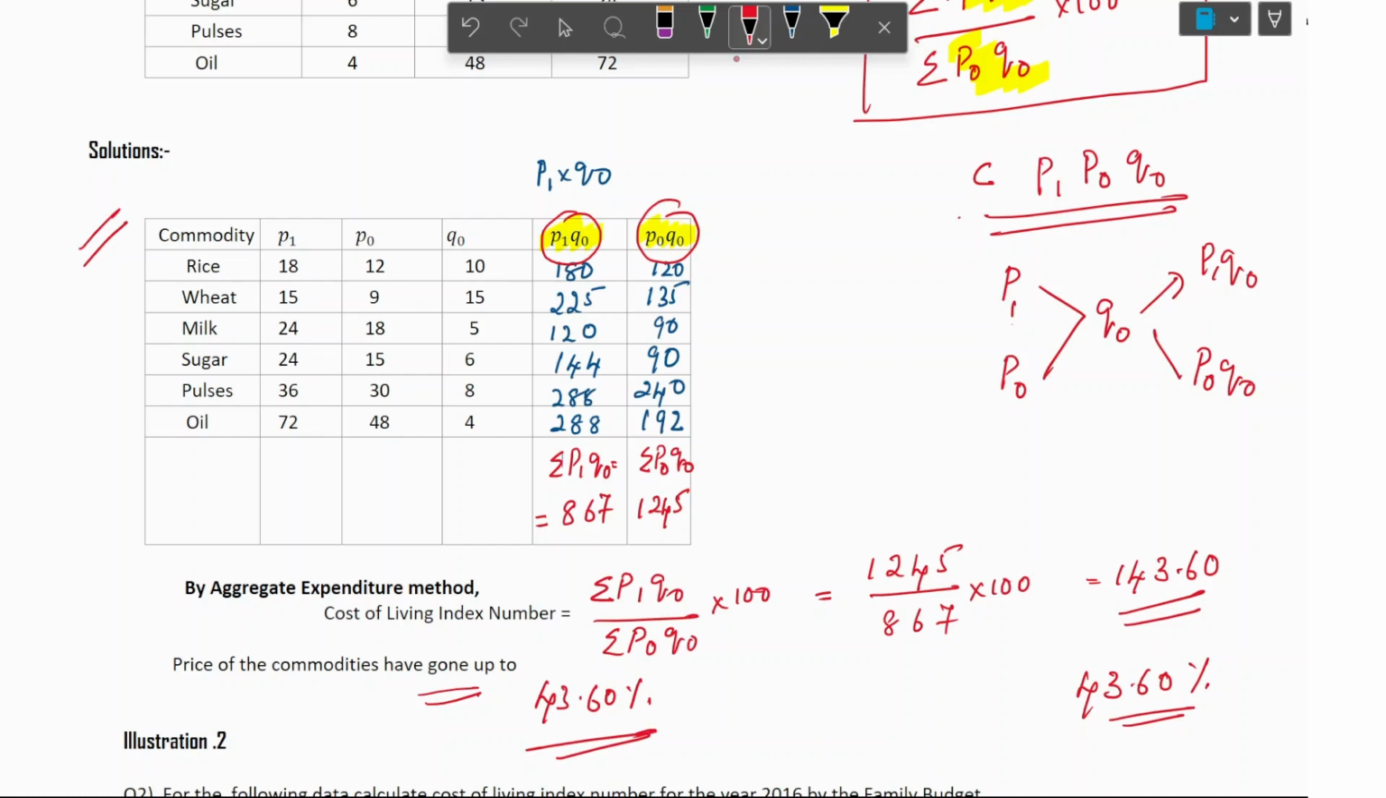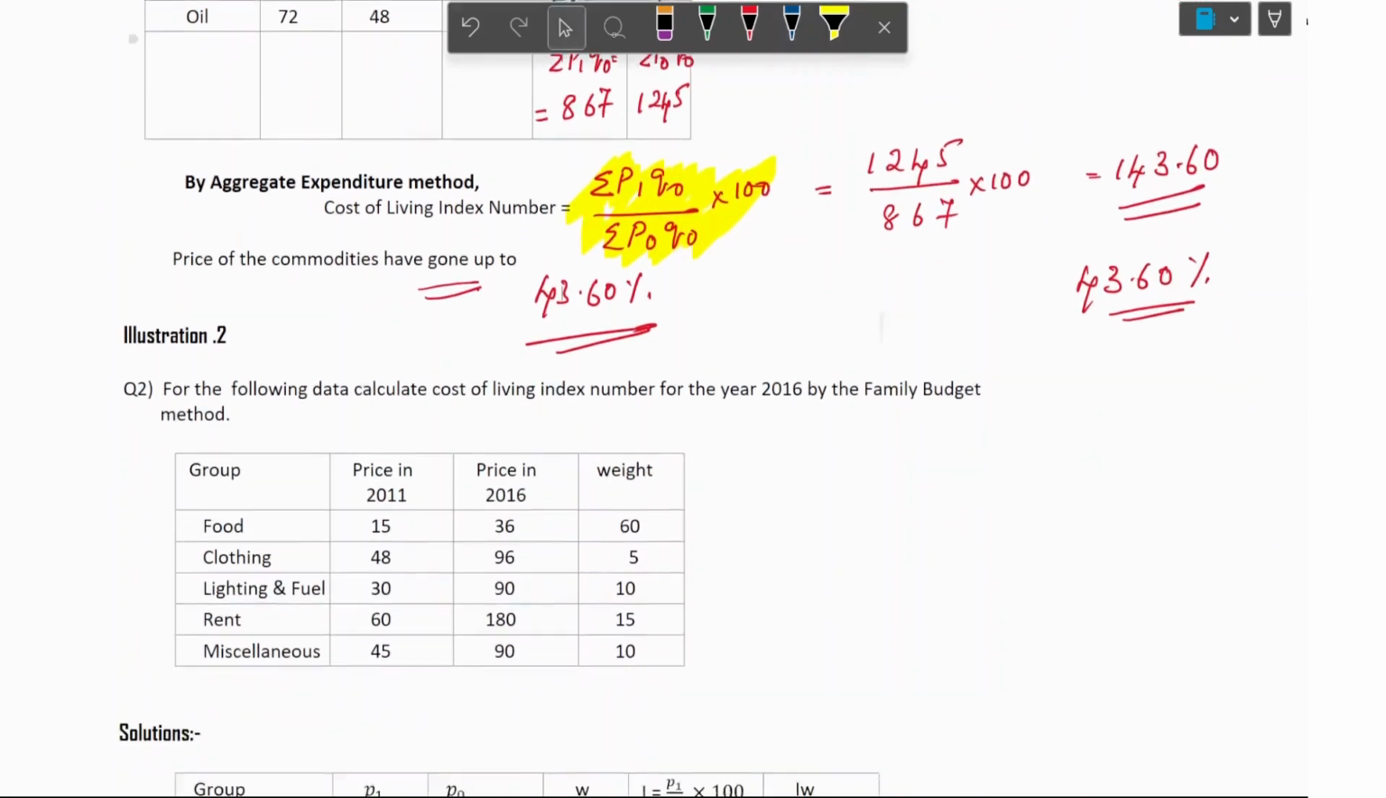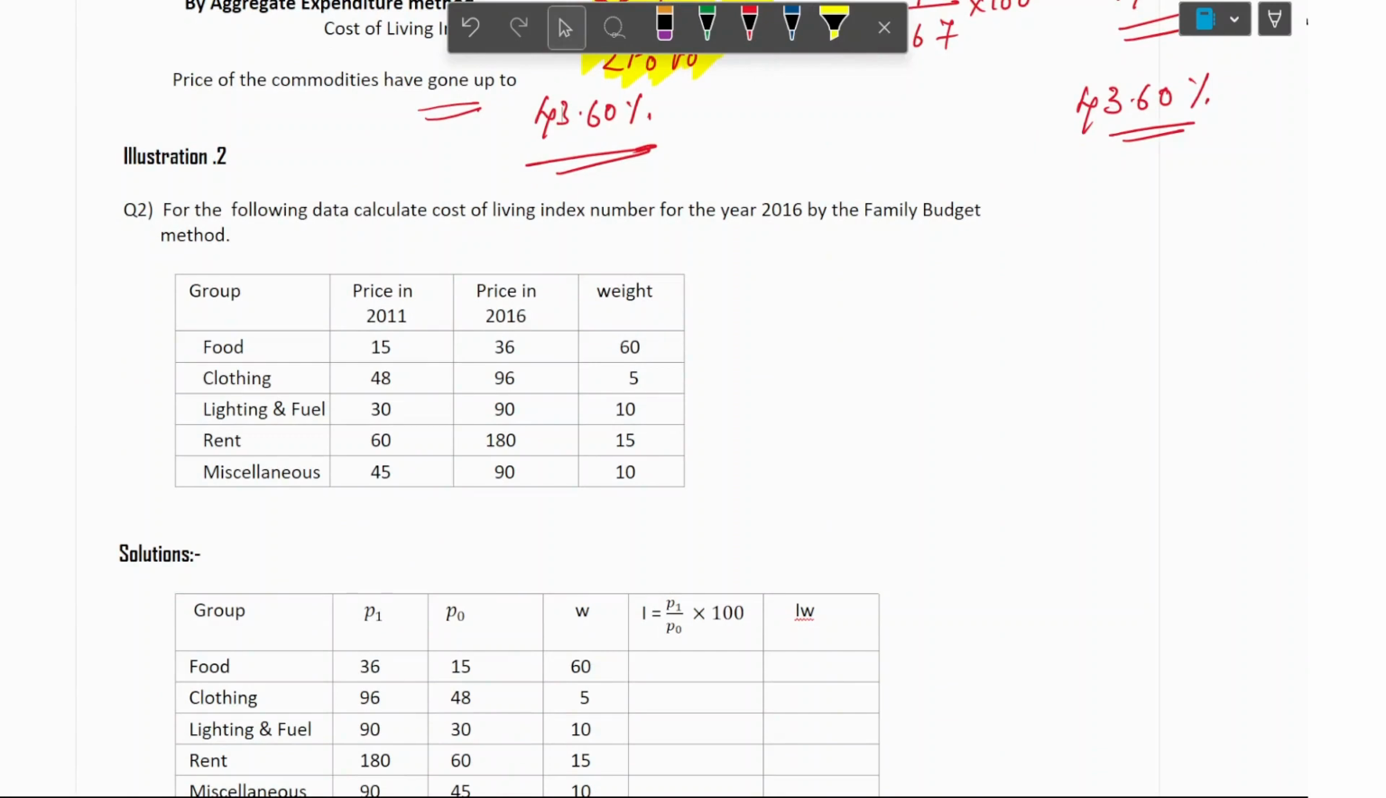Therefore, this is the way you calculate the cost of living index number by the aggregate expenditure method. Remember the formula, the same as for your last price index number: sigma P1 into Q0 divided by sigma P0 into Q0 into 100. This is the formula for the cost of living index number by which method? Aggregate expenditure method. We have discussed one method here. Now, next question, we will discuss the next method, the family budget method.